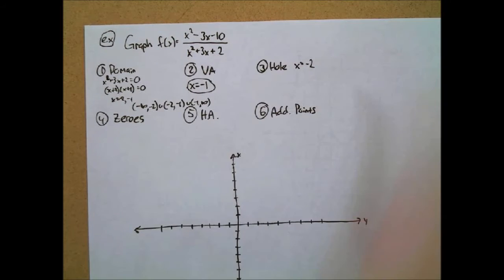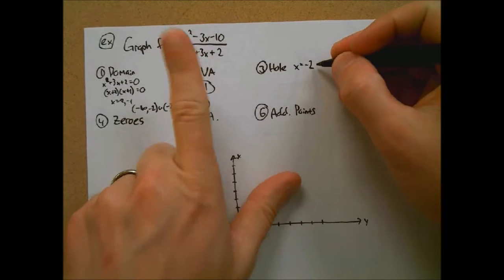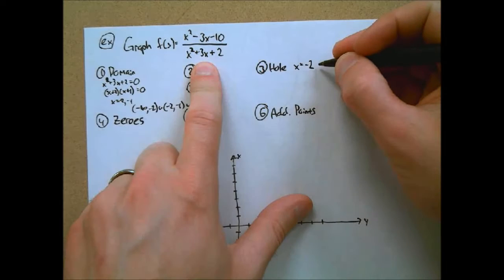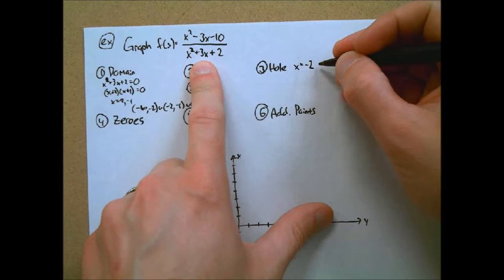With a hole, a hole is like a point, but it's like a non-point. Even though it's a non-point, an open circle, we can still figure out a y-coordinate for that non-point. Typically, if we have an x-coordinate and we want to find the matching y-coordinate, we would plug it back into our function. But we already know that if I plug negative 2 into this function right here, I'm going to get 0 over 0.